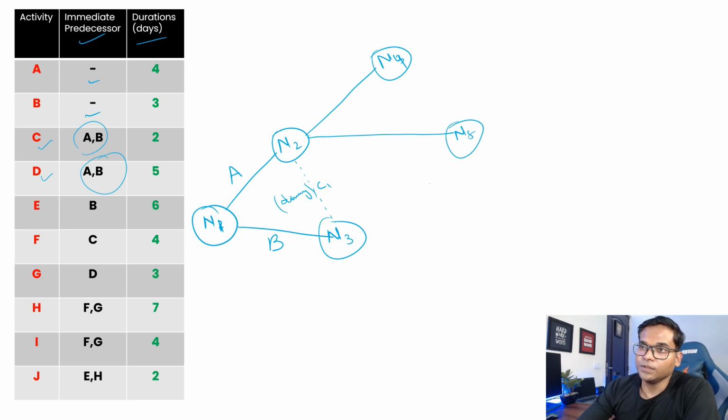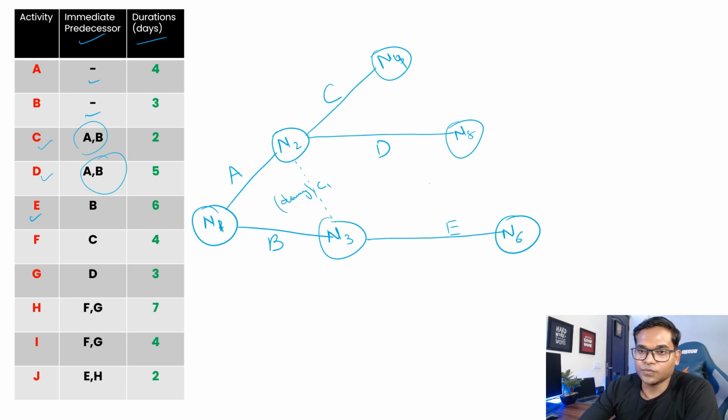So for N3 you will have, let's say, this is your C and this is your D, and then you have the activity E, which is starting after B. So let's draw it like this, right? This is your activity E, and then let's say N4, N5, and 6. This is node 6. Okay, so we have completed E also.